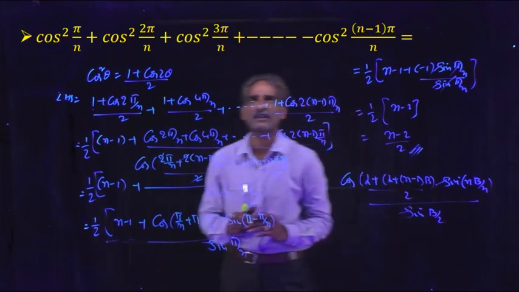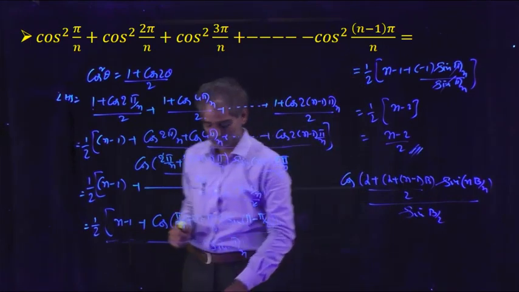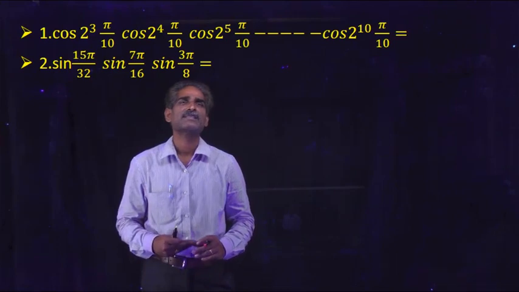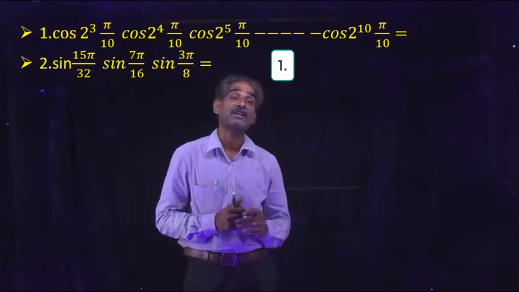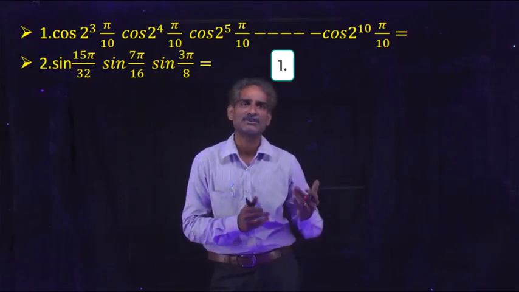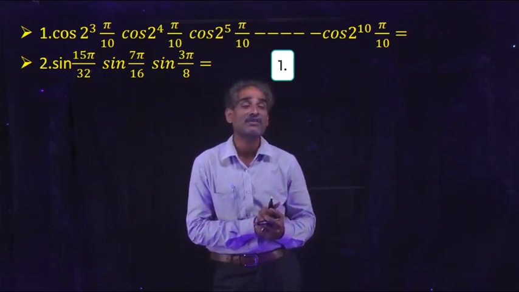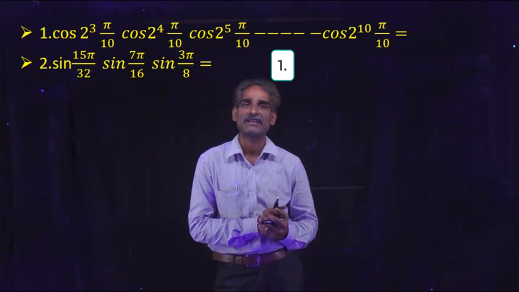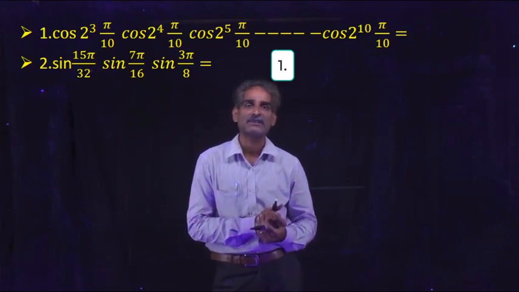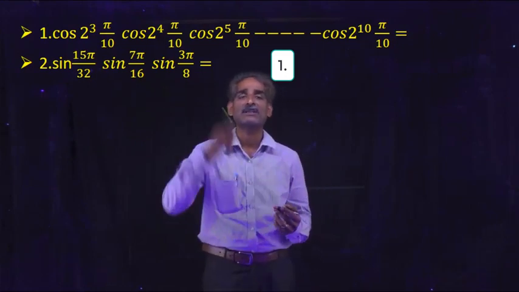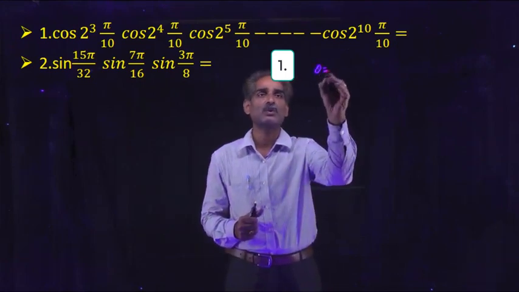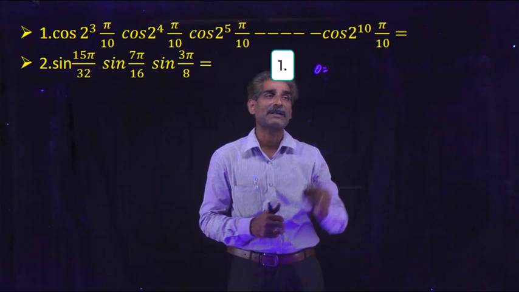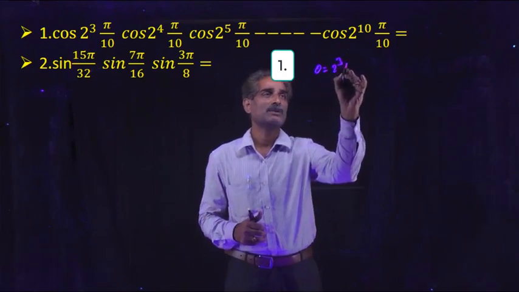So let's see the next problem. See this problem. All of you know here the angles are in GP, multiple of cos. There is a formula. What is the formula? Sine of 2 power n theta by 2 power n sin theta. Just to verify, what about the theta? The first angle is theta. Here theta is equal to 2 cube into pi by 10.